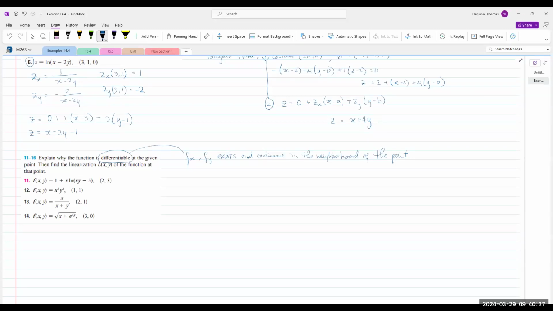Okay, let's do number 14 right away. We have f of x, y equals the square root of x plus e to the 4y, and we want to see that at 3, 0. Let's compute first what is the value at 3, 0. That's 3 plus e to the 0, that's square root of 4, that's 2. Okay, so the coordinate with the domain 3, 0 is 3, 0, 2.